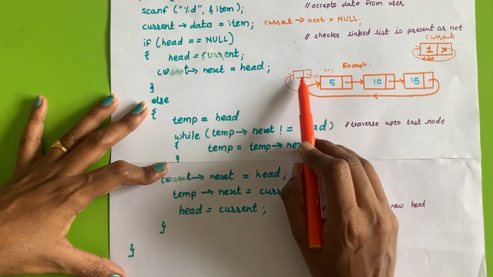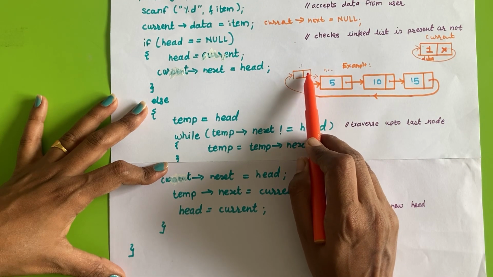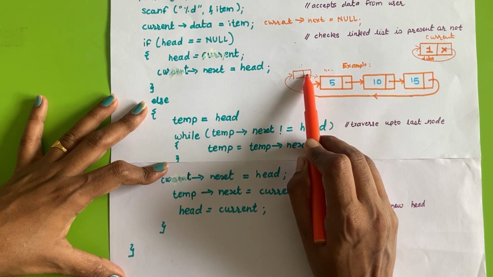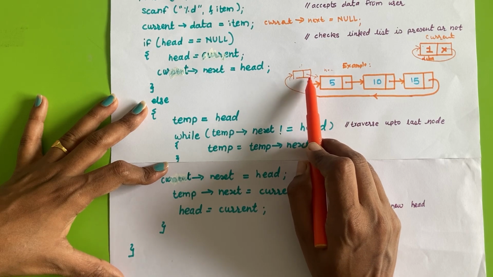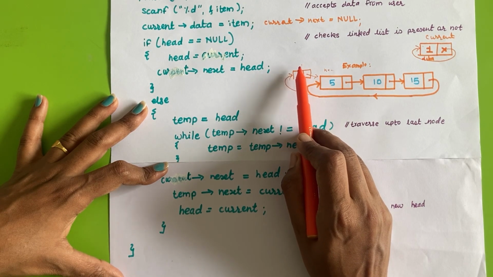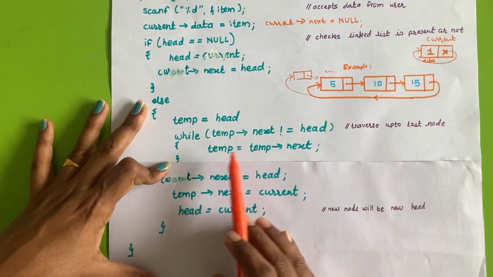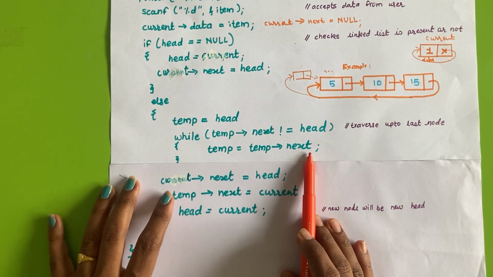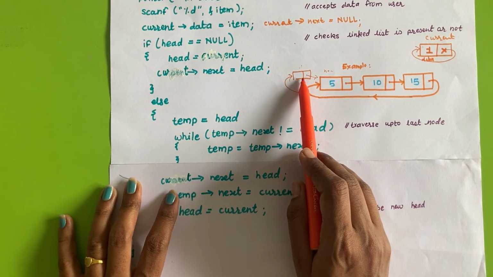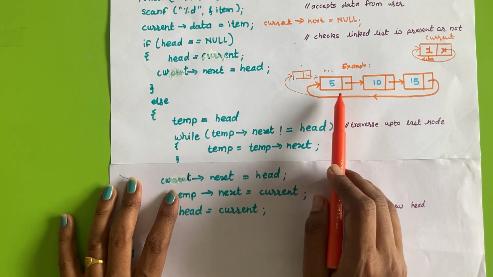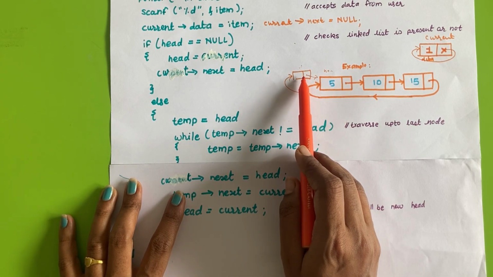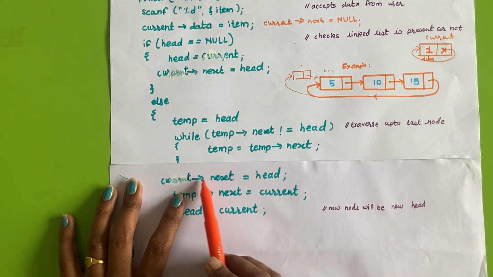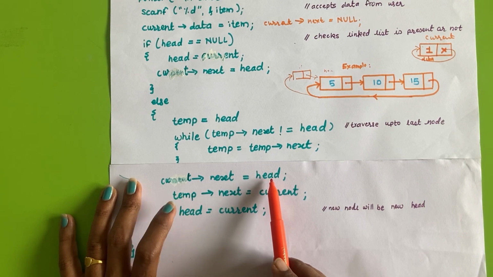Then we have to insert this node, then we will copy the address of this first node to the newly added node, and then we have to mark the newly added node as the head node. So I will traverse from the first node to the last node by temp is equal to temp's next. Now this is our current node which we are inserting in the linked list, so that will point to the head node, and this is our current head node. So current's next is equal to head.